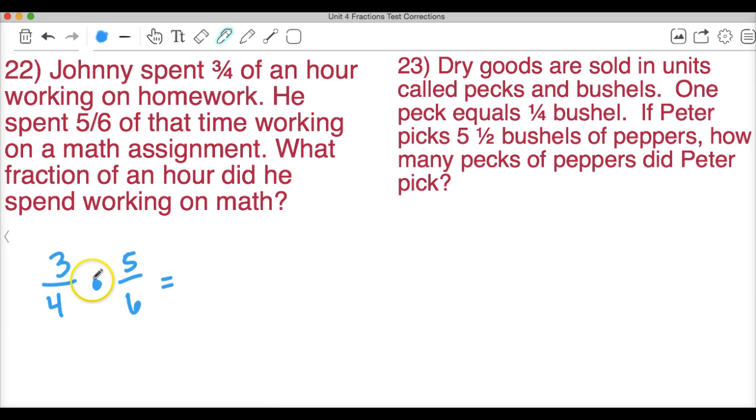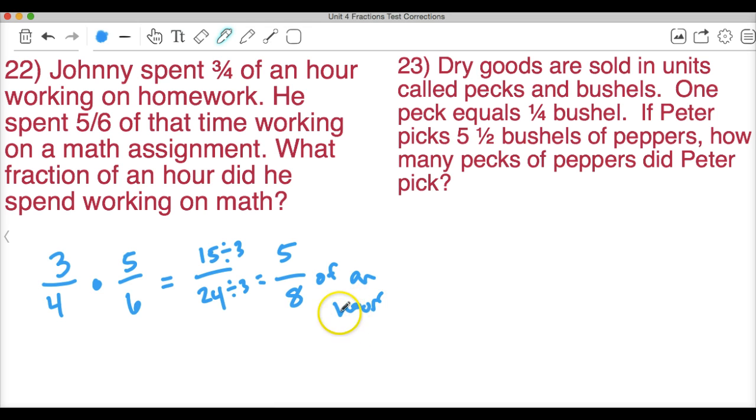So when I do this, 3 times 5 is 15. 4 times 6 is 24. A lot of you lost half credit because you left it in this form and didn't simplify. 15 and 24 have a greatest common factor of 3. So we have to simplify this. So my final answer is 5/8 of an hour. So this means that Johnny spent a little over 30 minutes working on the math homework. So I'm not too far off on my assignments, right?